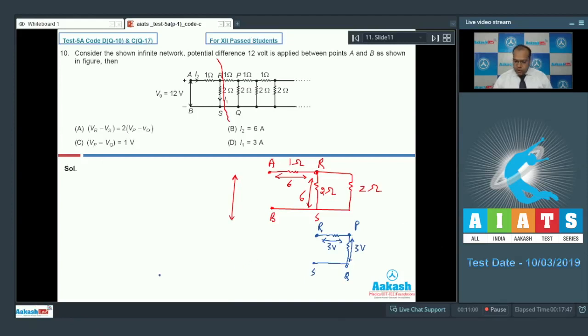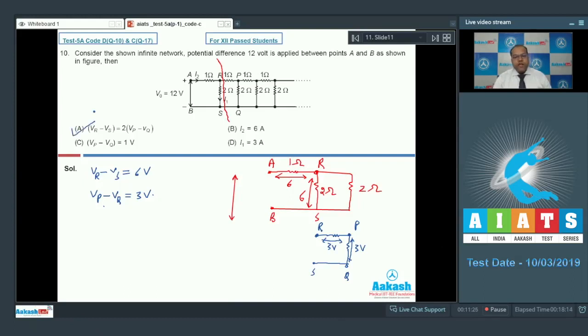So if I see, the potential difference between R and S is 6 volt and the potential difference between P and Q is 3 volt. So let's check the options. So option C is wrong and option A is correct.